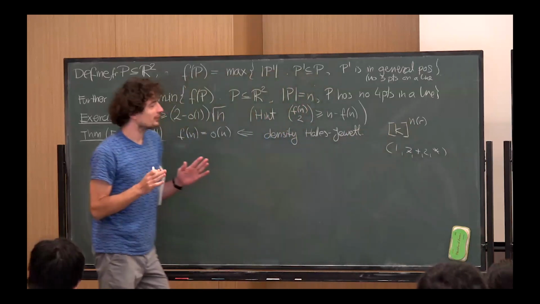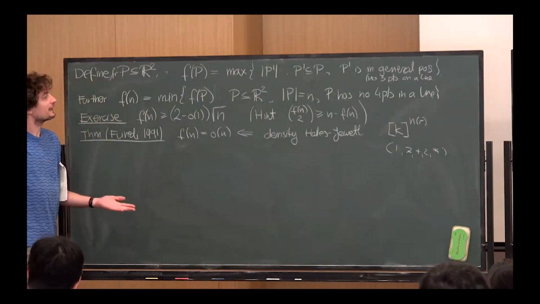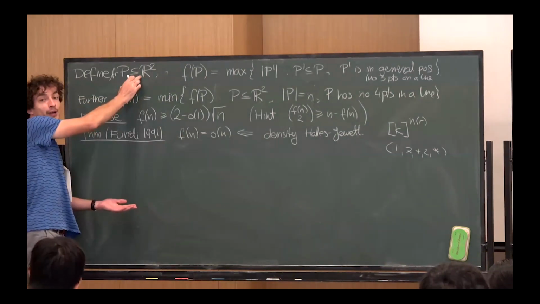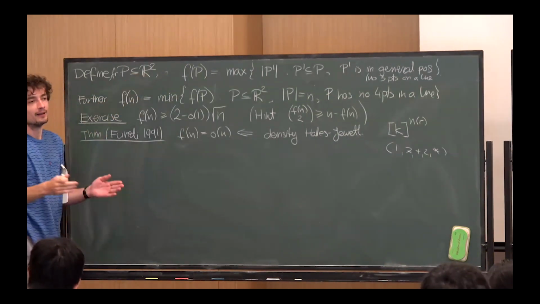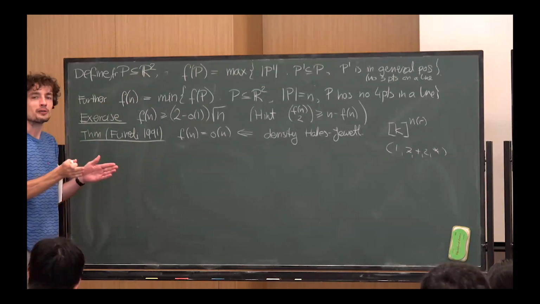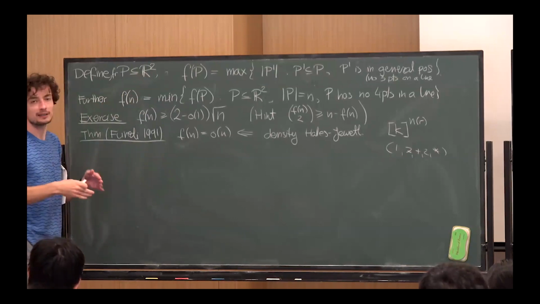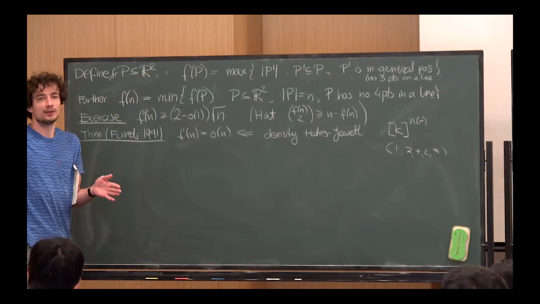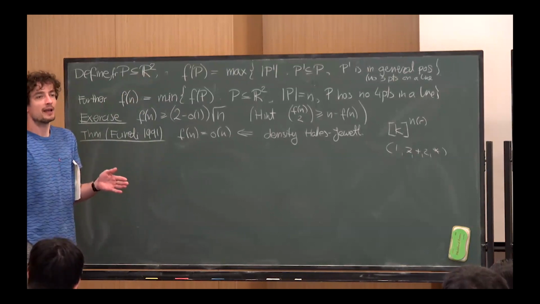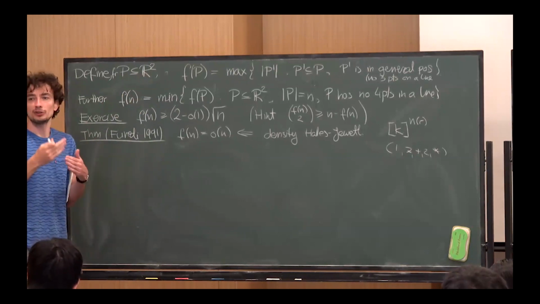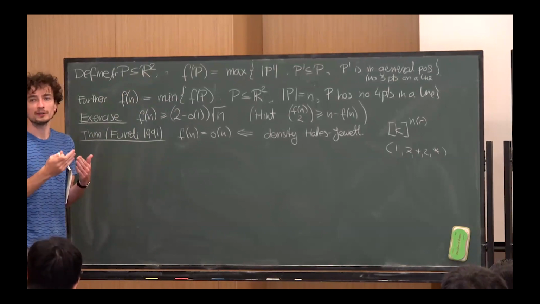The only issue is that we produced a set with high dimensions and we asked for a set on the plane, but there's a standard trick. It will be one of our exercises. If you manage to construct the example in any number of dimensions, then you can just take a random projection and it won't introduce any new collinearities.